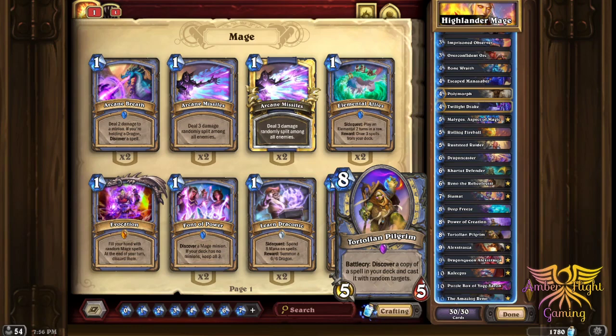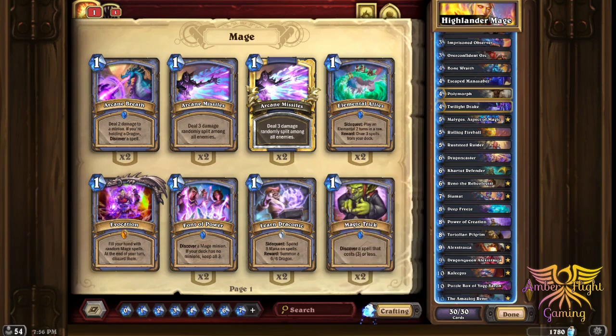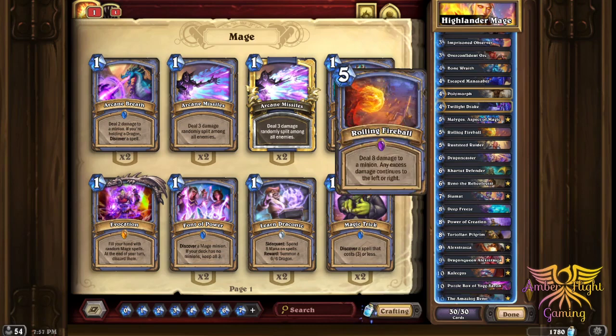Now, because this also has the effect of cast it with random targets, the wording on the spell is also important. Take, for example, Rolling Fireball. This just reads deal 8 damage to a minion. So this can actually hit your own minions and not your opponent's.